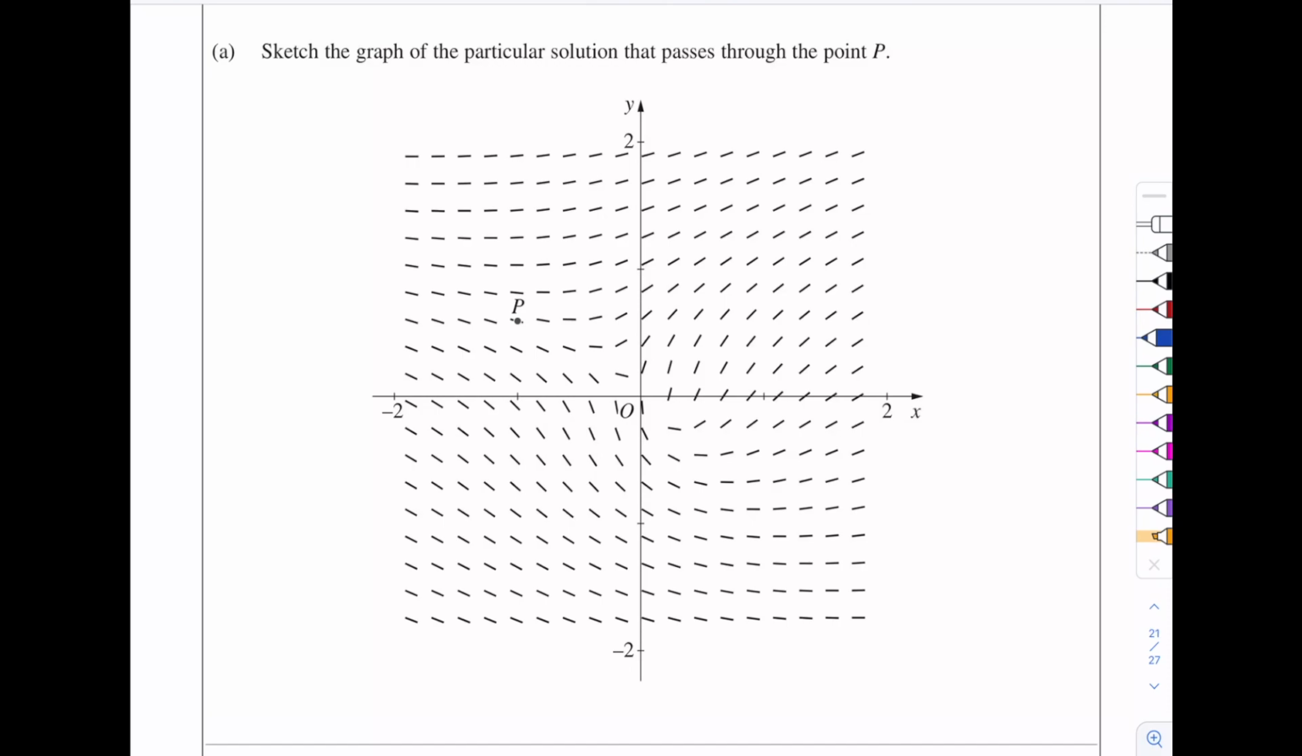So let's have a go at trying to just graph this particular solution. Like I said, there could be more than one possible answer, but let's try to do our best. Okay, so something like that would be quite plausible. We can see that we don't cross over any of the lines. We're passing through this point here, even though I should probably tidy that one up just a little bit.